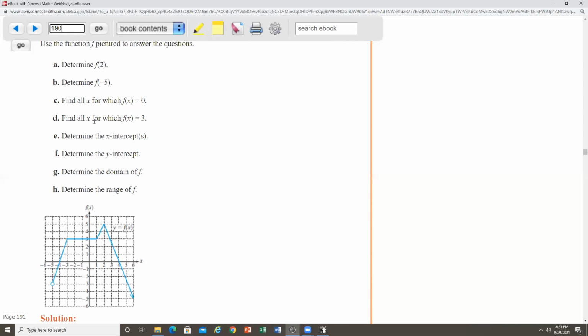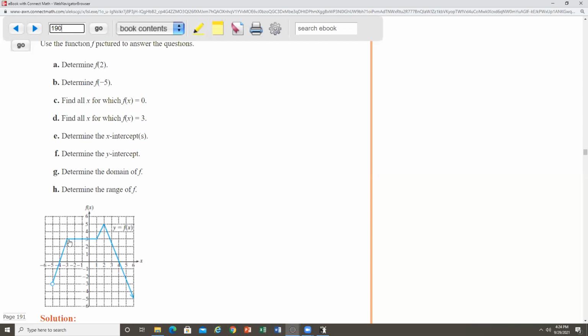D, find all values of x for which f of x is equal to 3. Ladies and gentlemen, we have to go up on the y-axis at 3, because f of x is another name for y, remember? So what x values have a y coordinate of 3 for this function? Well, now it's a continual swath here. Do you agree? It's an interval.